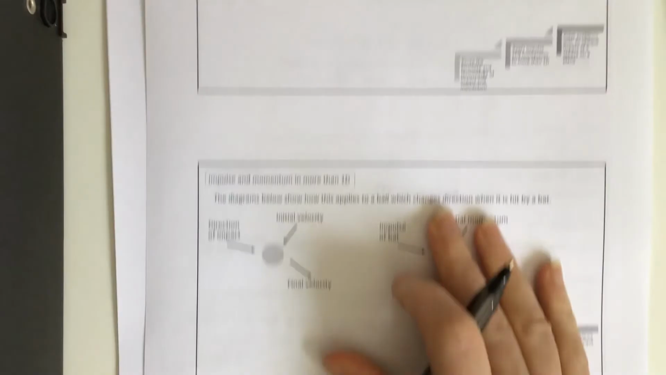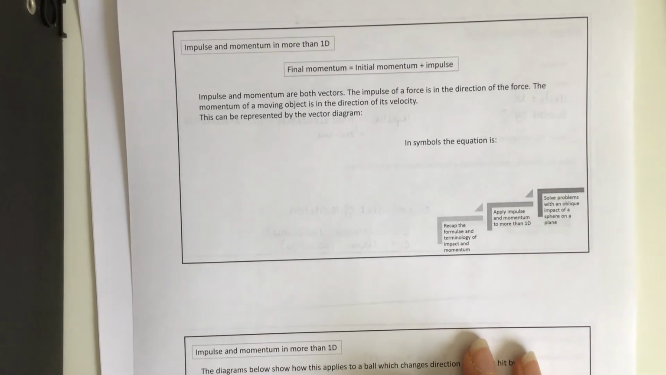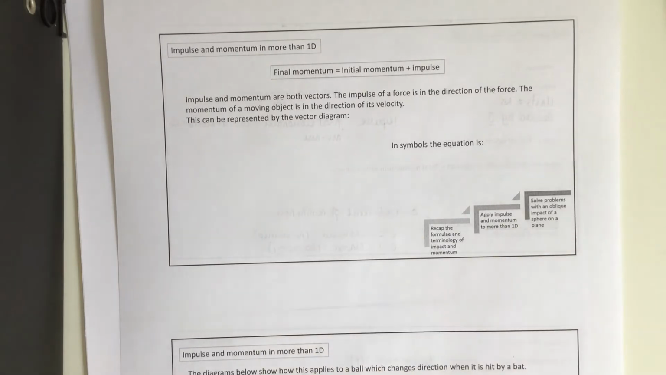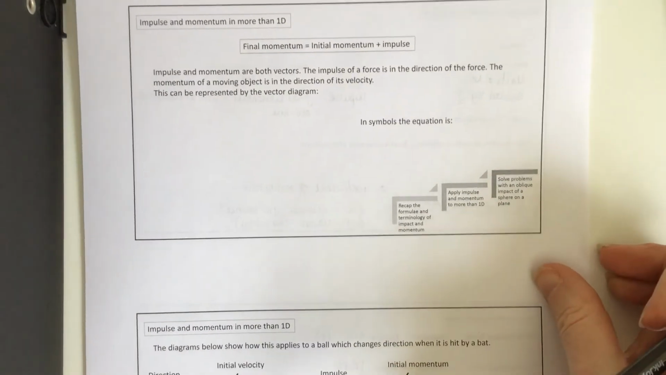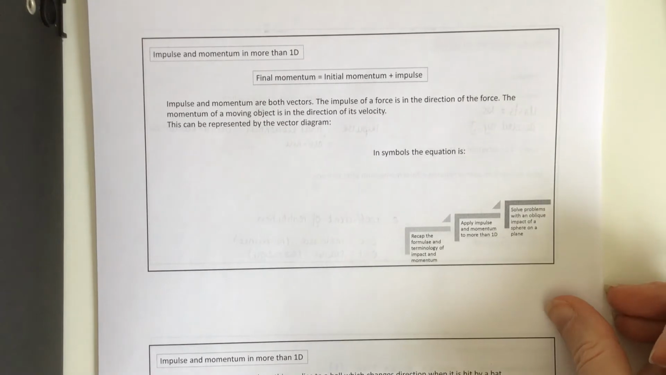Okay, so that's just a bit of background notes. If we turn over then, we'll have a look now at when we've got impulse and momentum in more than one direction. So essentially what this means is that the forces are at an angle. They're not just in straight lines.